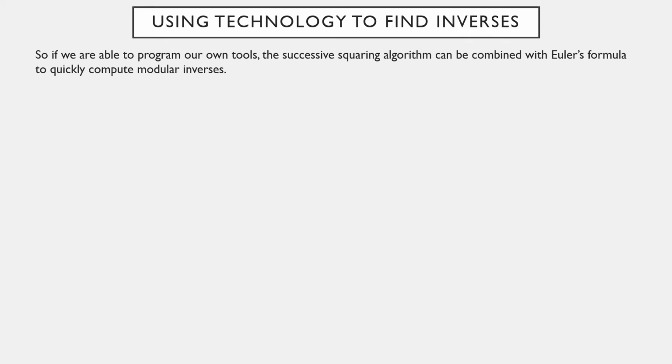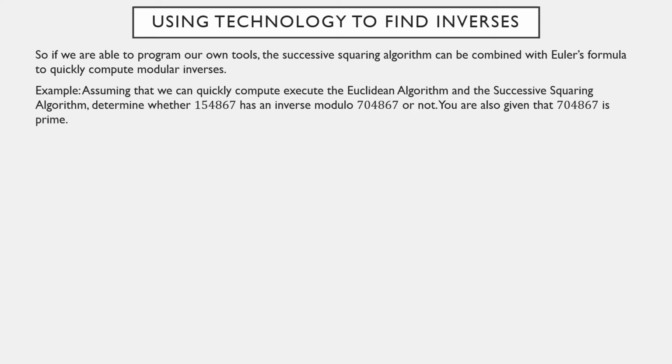That means if we're able to program our own tools, the successive squaring algorithm combined with Euler's formula gives us a very convenient way to compute modular inverses. For example, let's assume that we can quickly execute the Euclidean algorithm and we can also quickly execute successive squaring. Determine whether 154,867 has an inverse modulo 704,867 or not.